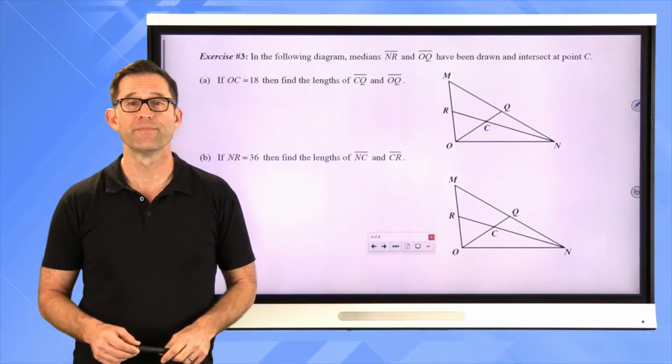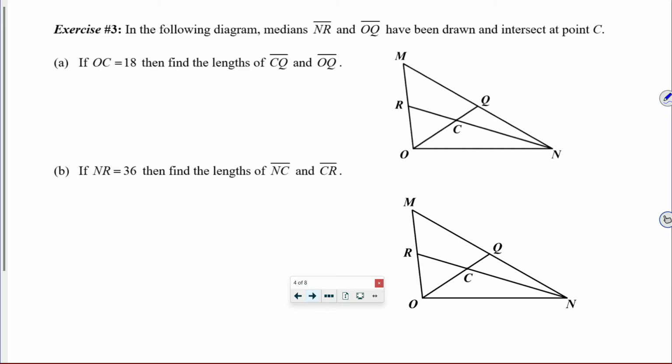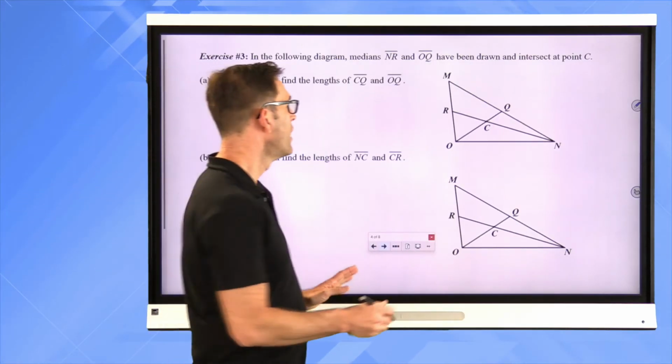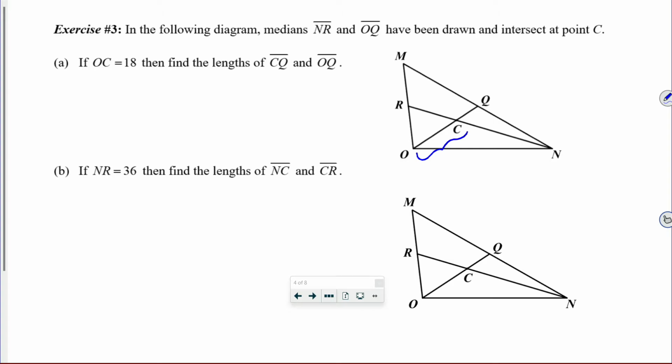Exercise number 3. In the following diagram, medians NR and OQ have been drawn and intersect at point C. If OC is equal to 18, then find the lengths of CQ and OQ. All right, so simple enough, right? OC is equal to 18, all right? We want to figure out the length of CQ, and we want to figure out the length of OQ.